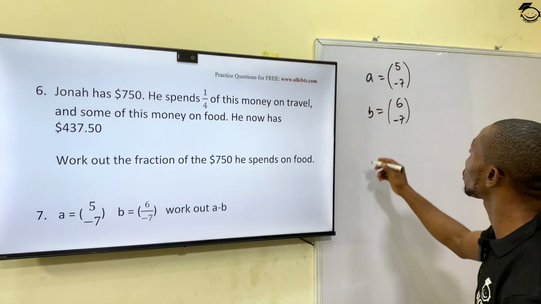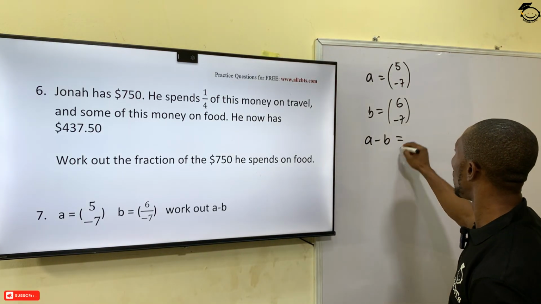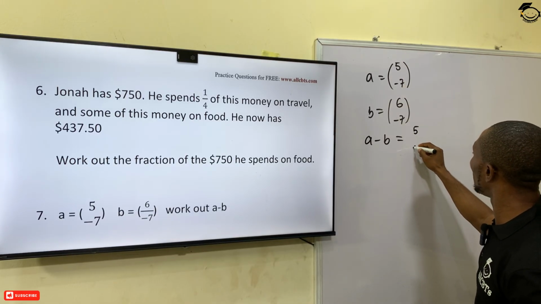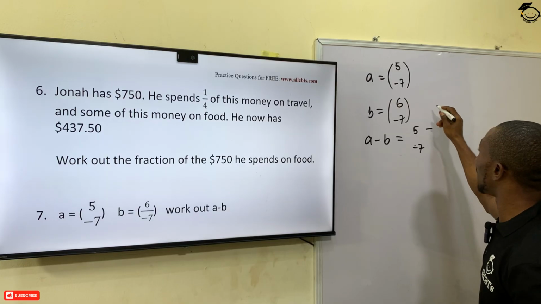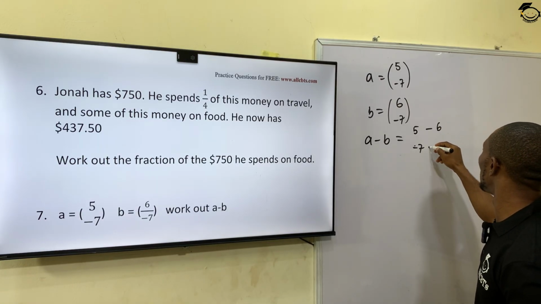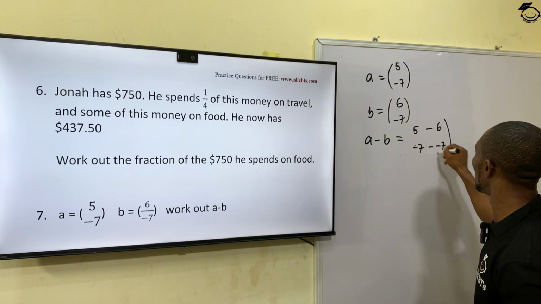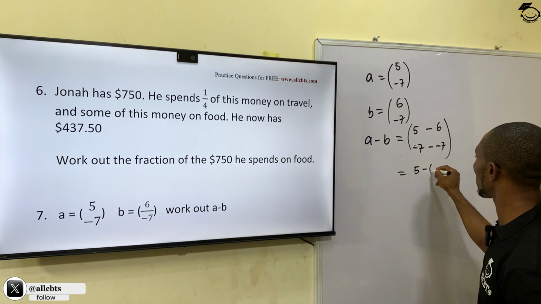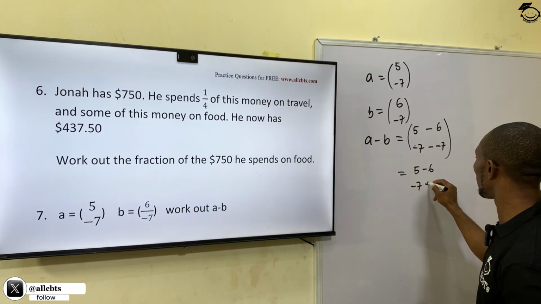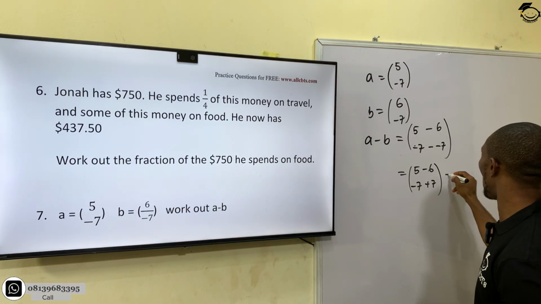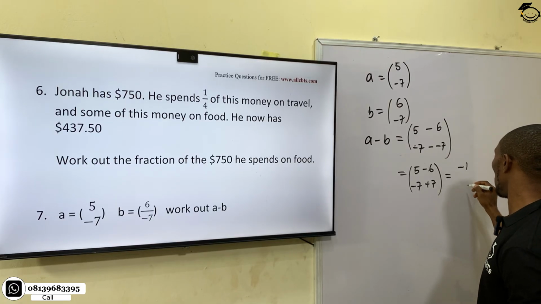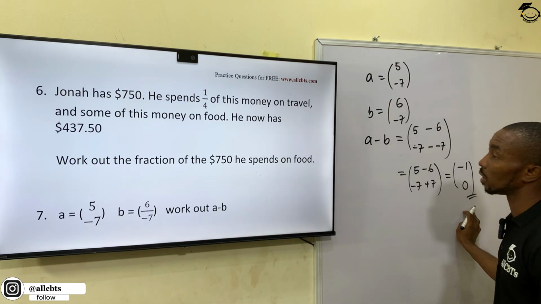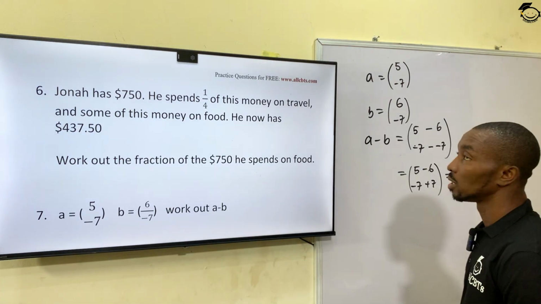So for us to work out A minus B, we would have it as the factors of A, 5 and minus 7, minus 6, minus 7. All right, minus times minus gives us plus. So this becomes 5 minus 6 and minus 7 plus 7. So our final answer would be minus 1 and 0. So A minus B would give us minus 1 and 0.